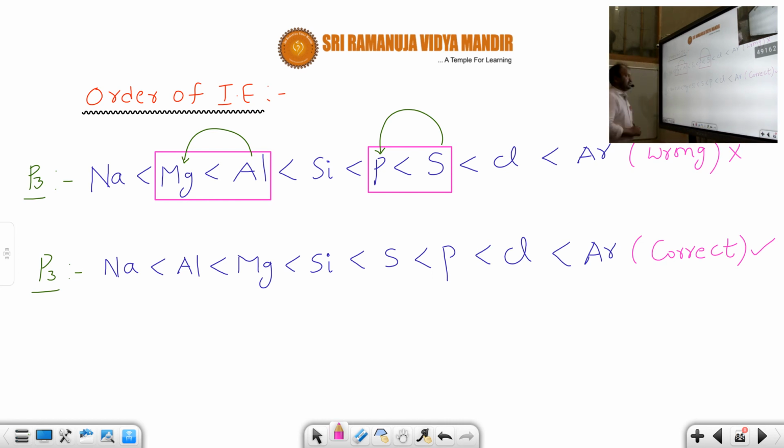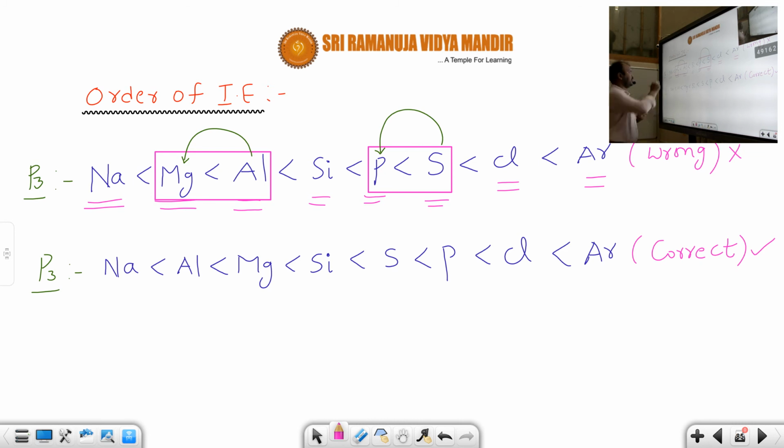So if you take the third period, what are the elements there? Sodium, magnesium, aluminum, silicon, phosphorus, sulfur, chlorine, argon. Second period elements, what are they? Lithium, beryllium, boron, carbon, nitrogen, oxygen, fluorine, neon. Third period elements are sodium, magnesium, aluminum, silicon, phosphorus, sulfur, chlorine, argon.